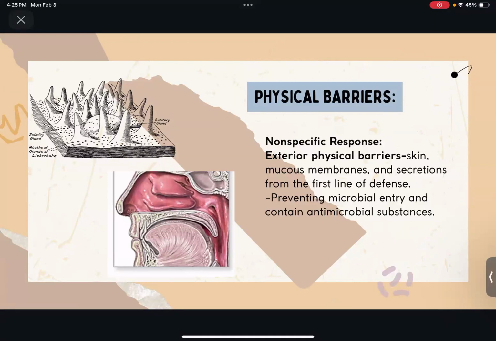Moving on to physical barriers, our first layer of defense is the physical barriers. The skin acts as a tough outer shield, while mucous membranes trap microbes. Secretions like saliva, sweat, and mucus contain antimicrobial compounds that help neutralize threats.